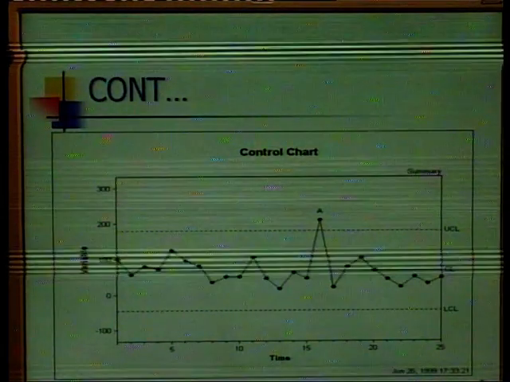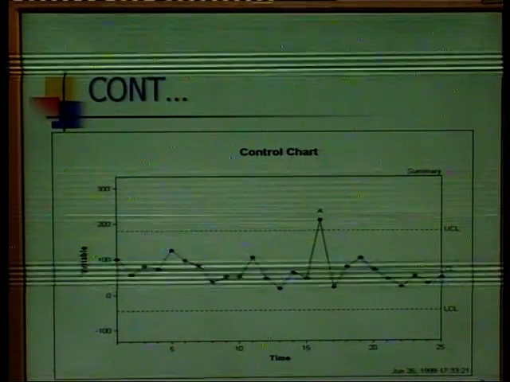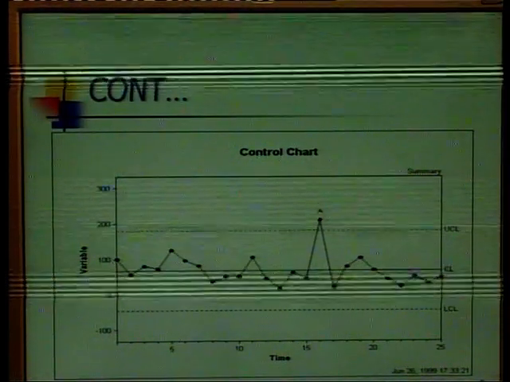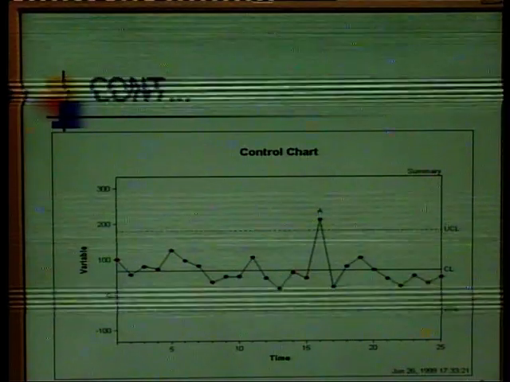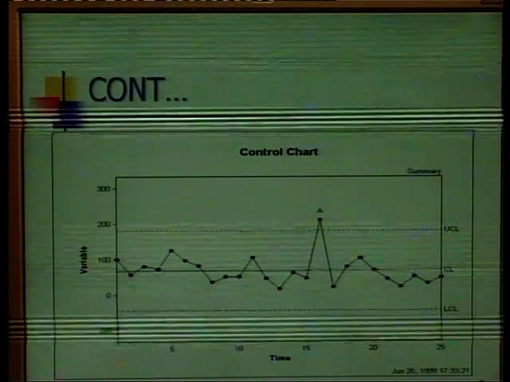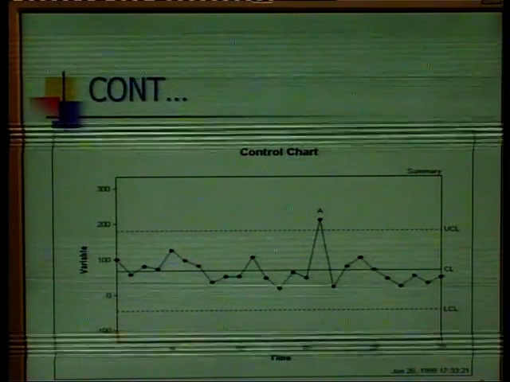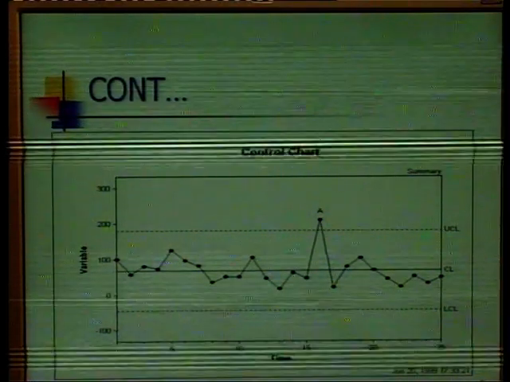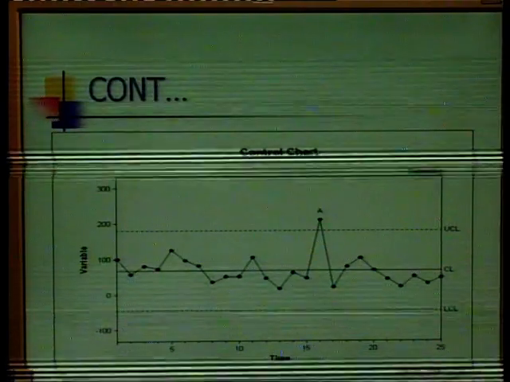So, this is the control chart which shows that all the points are close to the control line, except one point which is above the upper control limit. That point is point A, and this is definitely the assignable cause of variation.